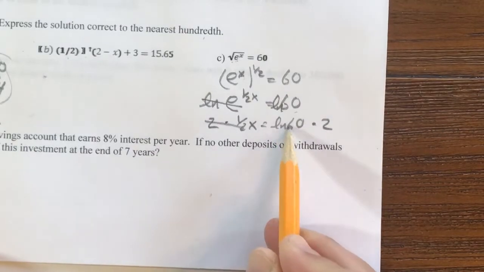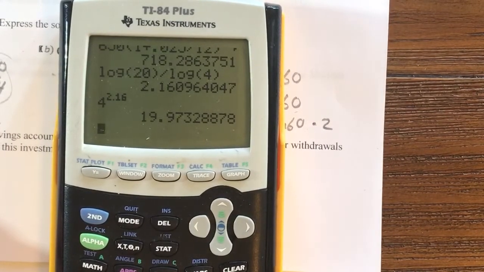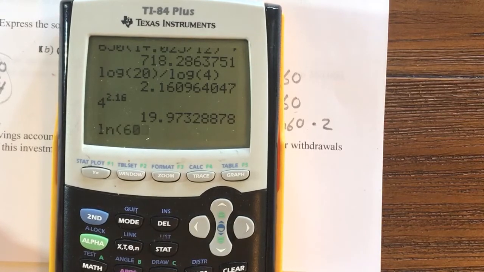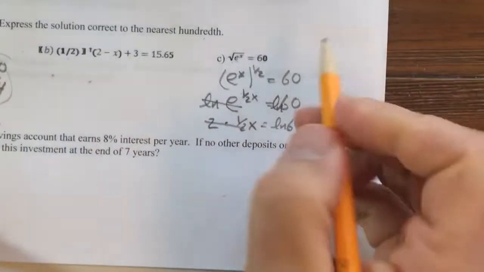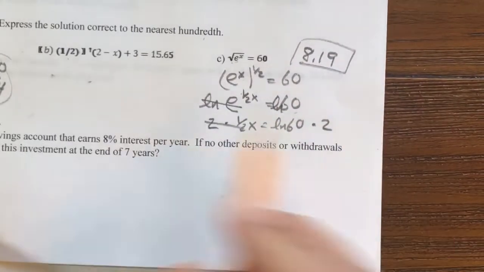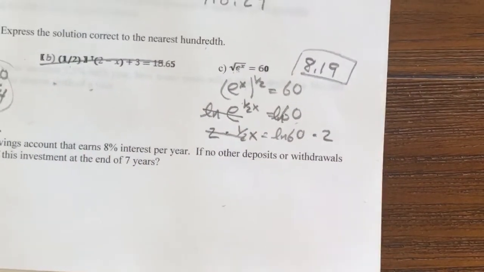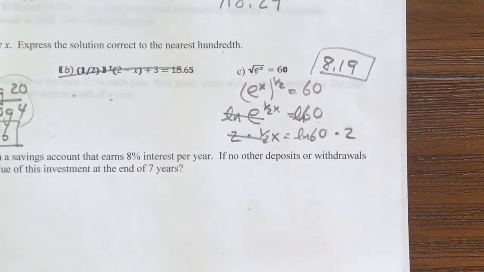and then if I multiply by 2, I'll be done. So natural log of 60 times 2. Natural log 60 multiplied by 2. 8.19. Okay. Now don't worry about this one. I think on your work, there's only 2 of these to do also. Yeah, you only have 2.